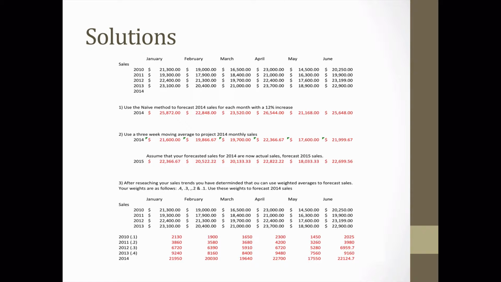To use the 3-week moving average, you're going to use 2011, 2012, and 2013. You're going to add those together, divided by 3, and you're going to get your forecast for 2014. Now, if we assume that our forecasted sales are now our actual sales, then we're going to drop 2011. We're just going to use 2012, 2013, our new 2014 numbers, and again do the 3-week moving average, and you have your answers across.